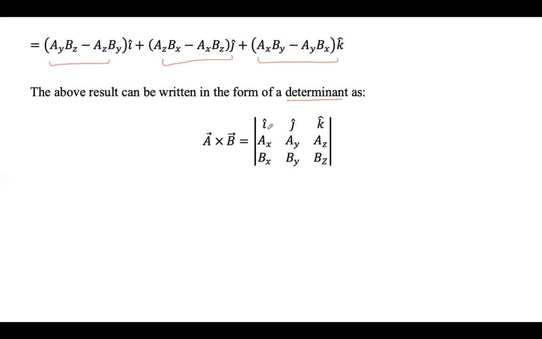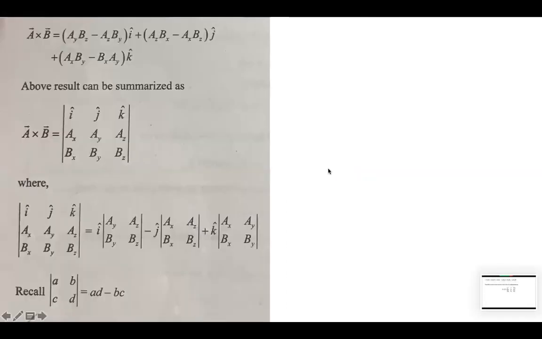So when I write this determinant, i j k is written in the first row, ax ay az in the second row. So ax ay az are the components of vector A, and bx by bz are the components of vector B. So what we do when we open this, so what you will get is, for this i we take a positive sign here, negative sign here, and the positive sign here, right? Just need to remember this.